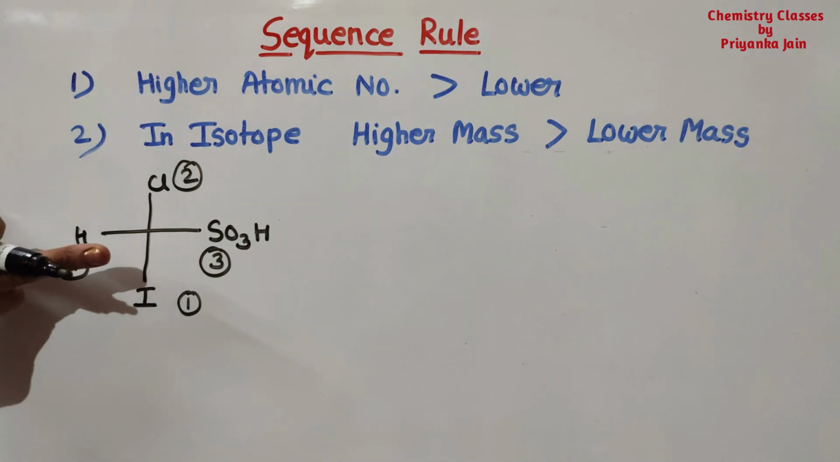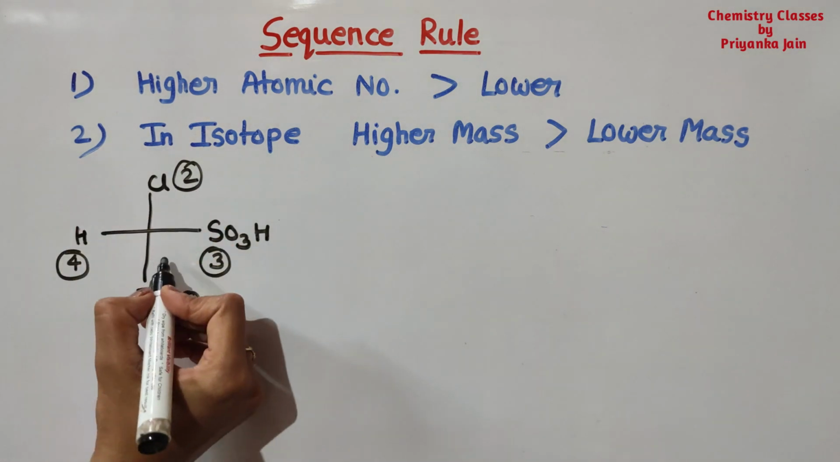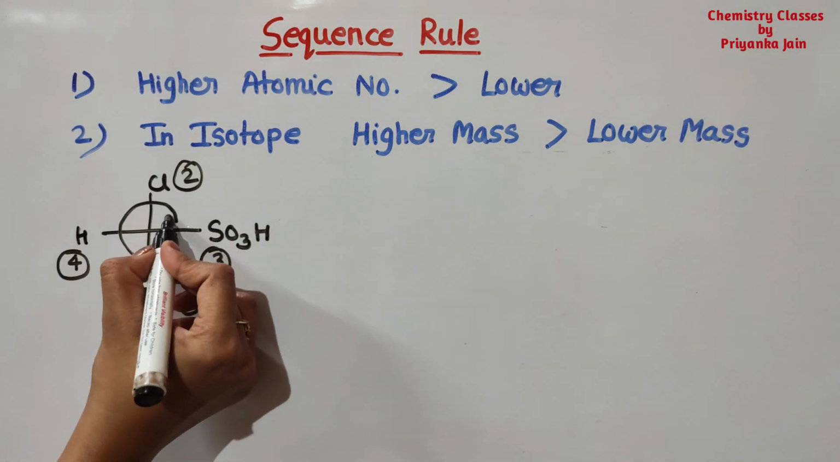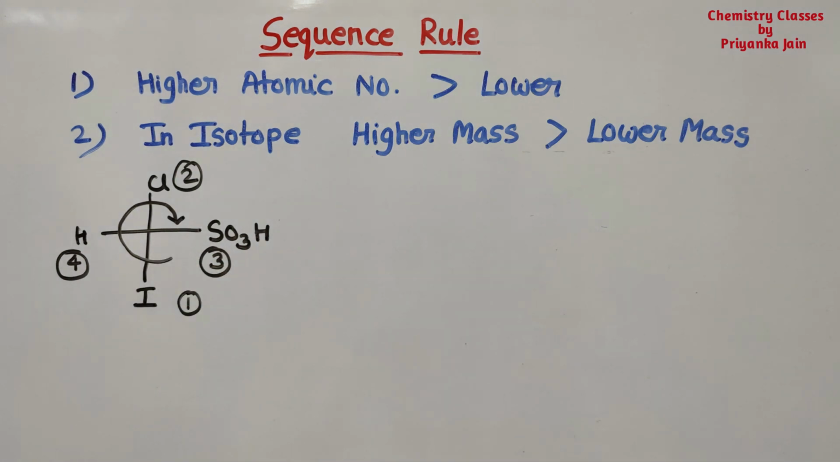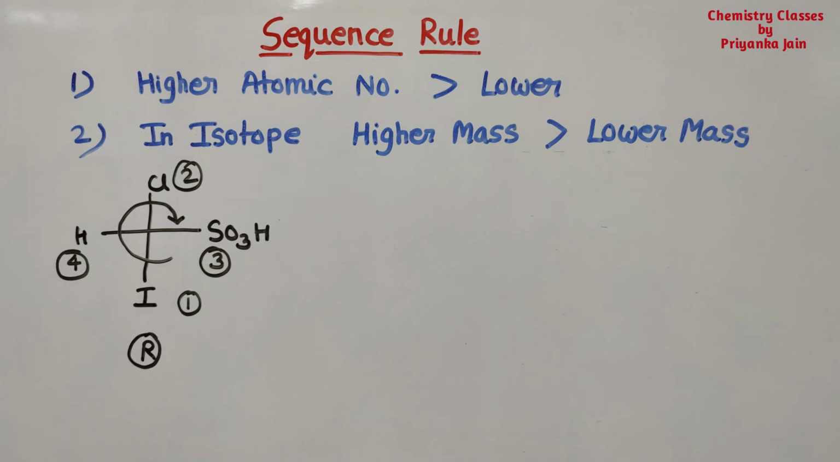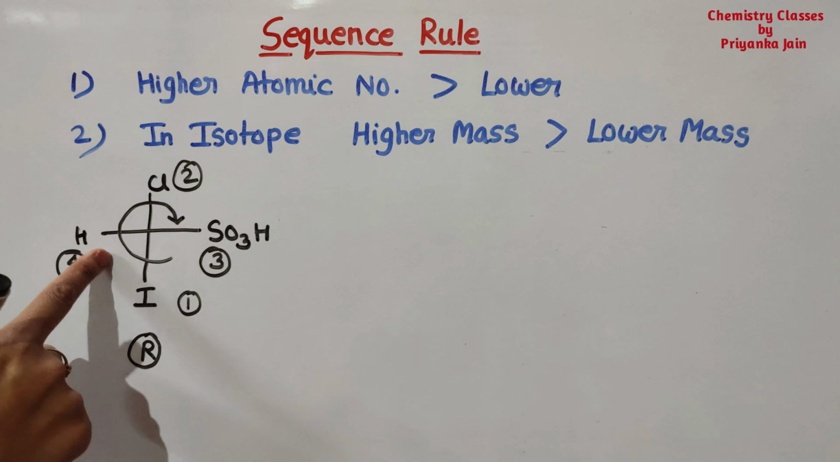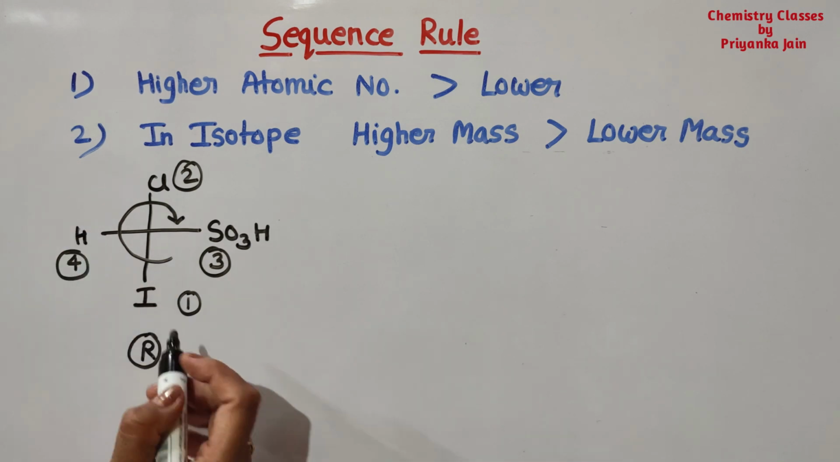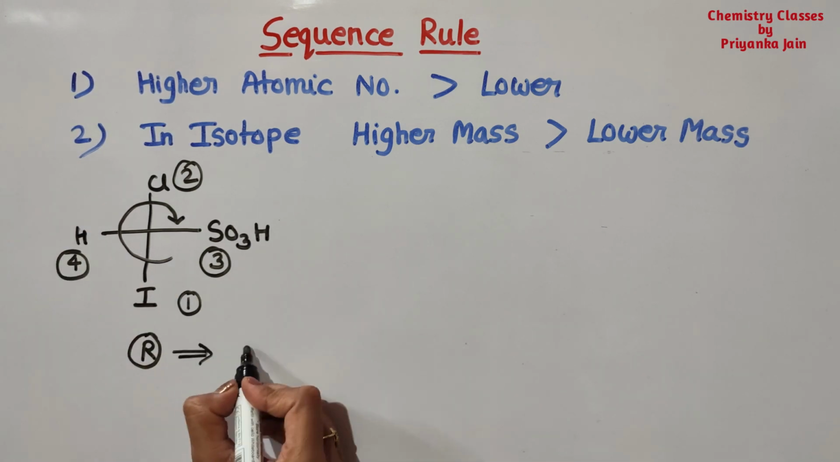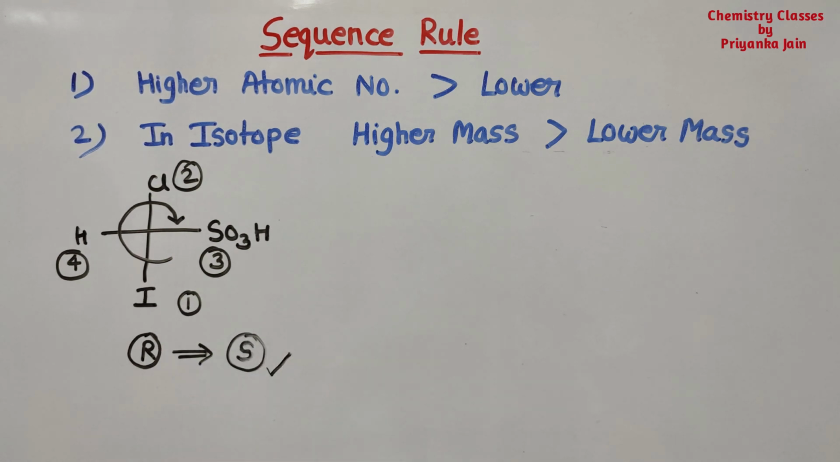And now we have to see from the side of this fourth group, okay. So see here, 1, 2, 3 are present in this manner. It means this is clockwise direction, so this should be R configuration. But now see here, this hydrogen, it means the fourth priority group, is present on the horizontal line, so just reverse this. It means this is the S configuration, okay. This is the right answer. This will be S configuration, okay.